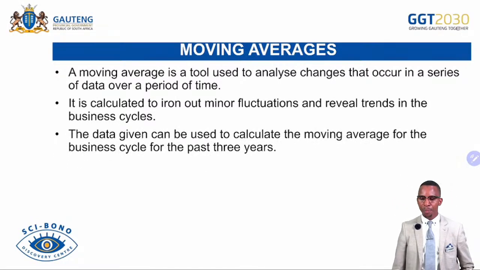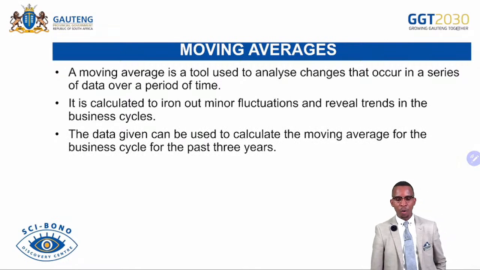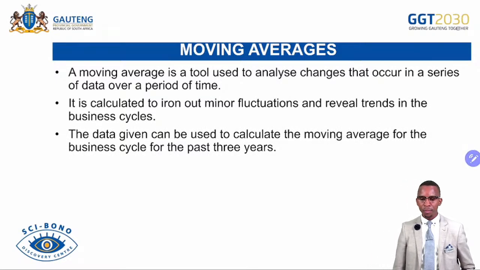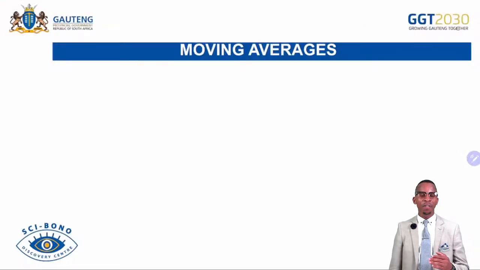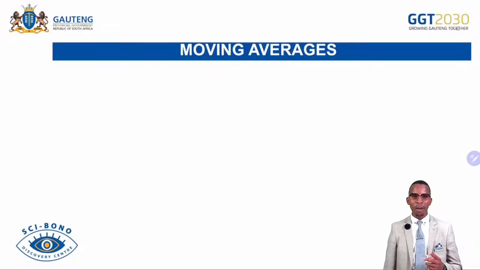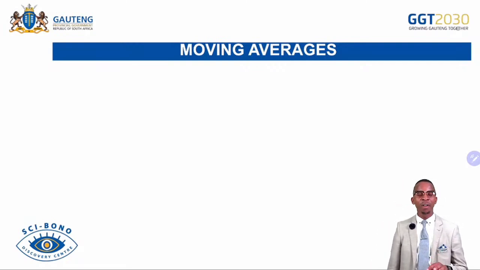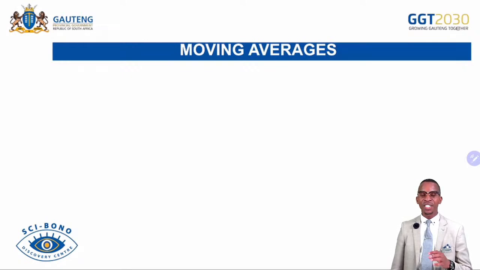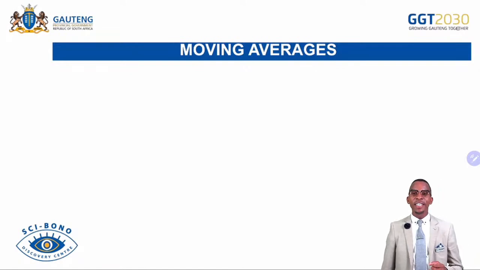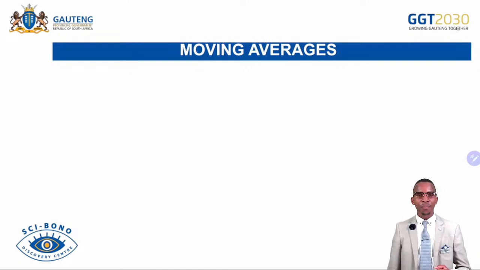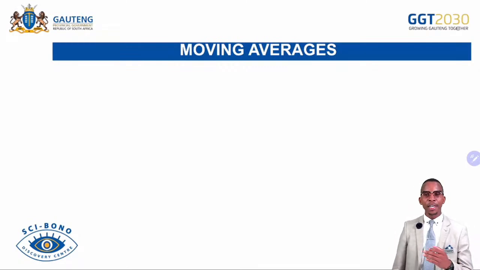So the data given can be used to calculate the moving average for the business cycle over the past 3 years. Remember, for us to calculate moving averages, we need information to be provided. We have two approaches or methods, the qualitative method and the quantitative method, to calculate moving averages. So to get moving average trends, using the qualitative method means we are using information that has been researched, which is more like judgmental. We can use our judgment or our ideas to judge what can happen in the economy.